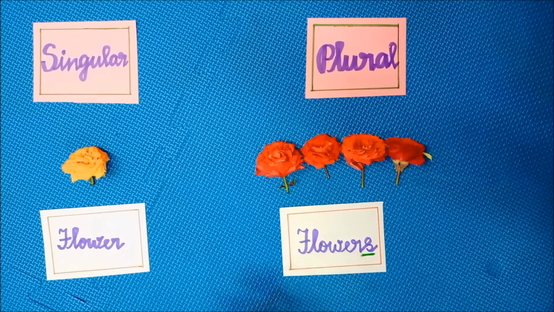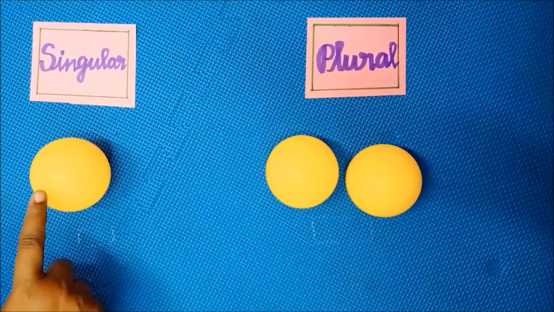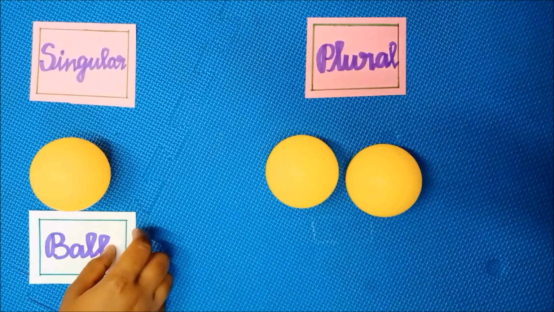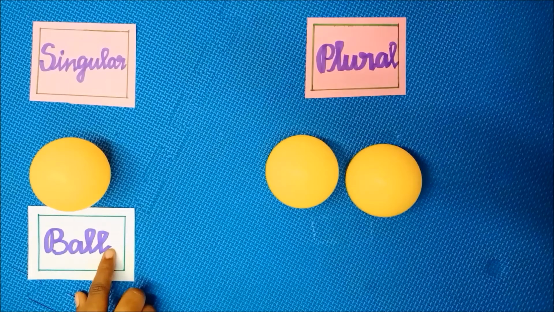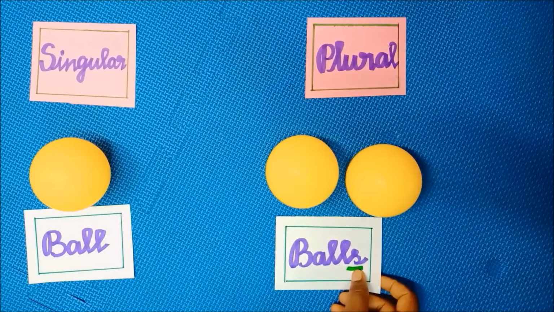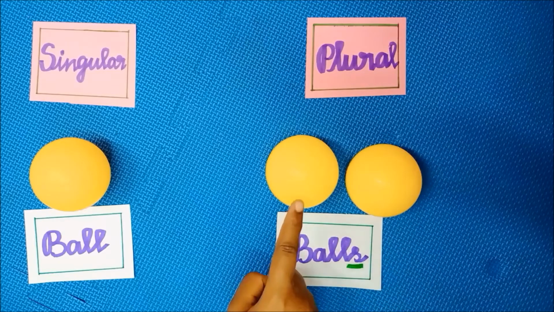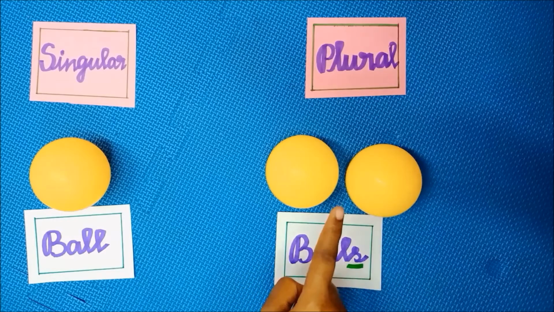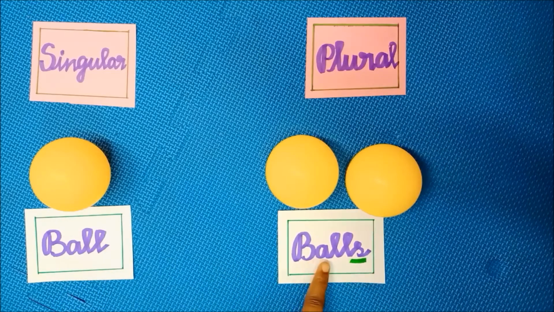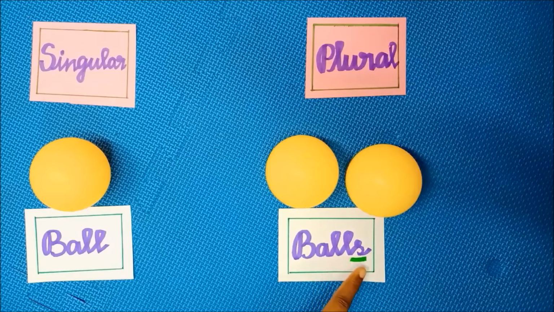Look at the next thing, children. What is this? Yes, very good. It is a ball. Here I have how many balls? Only one ball. So it is singular. So the plural form of ball is balls because here I have 1, 2 balls. B-A-L-L-S, balls. The plural form of ball is balls.